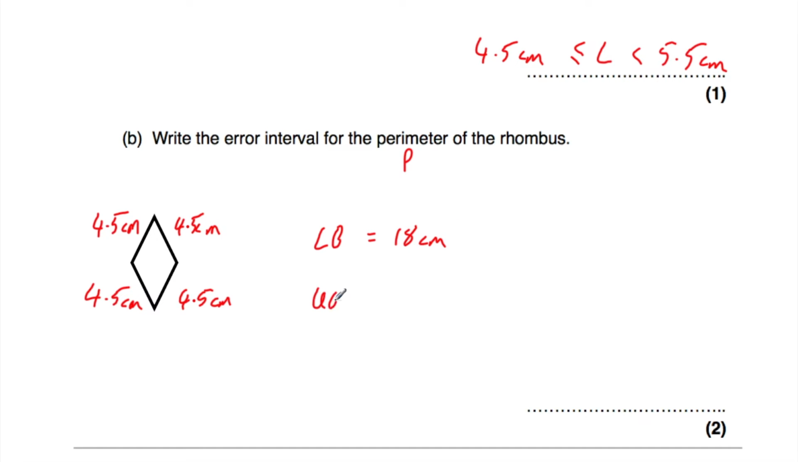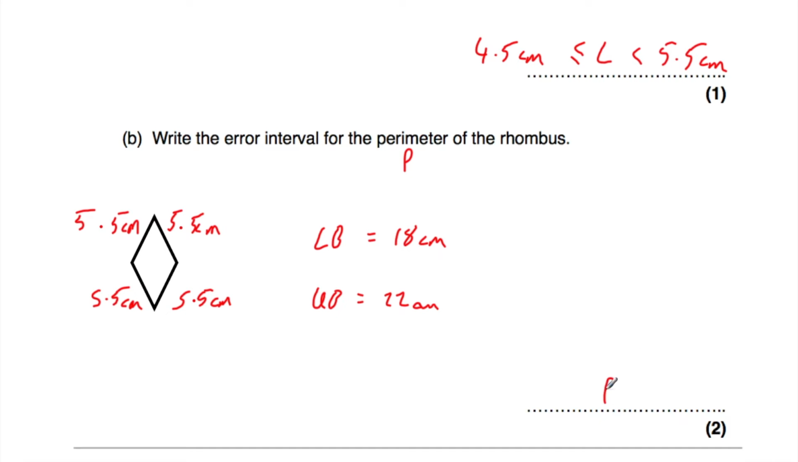Now let's consider the upper bound, the largest possible perimeter of the rhombus. So the length of each side can be up to, but not including 5.5 centimeters. So let's use the upper bound for the length of each side. And so I've now drawn the rhombus, but I've used the side length being the upper bound for the length of each side, being 5.5 centimeters. And if we do 4 times 5.5, that's equal to 22 centimeters. That means the upper bound for the perimeter would be 22 centimeters. It means the perimeter of the rhombus can be up to, but not including 22 centimeters.